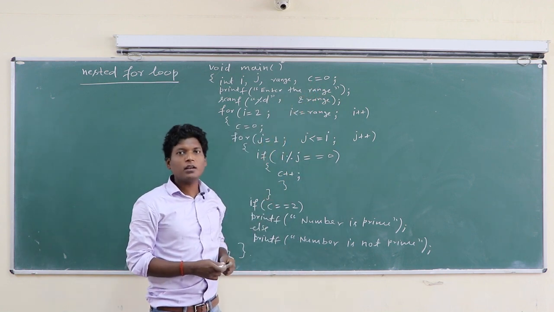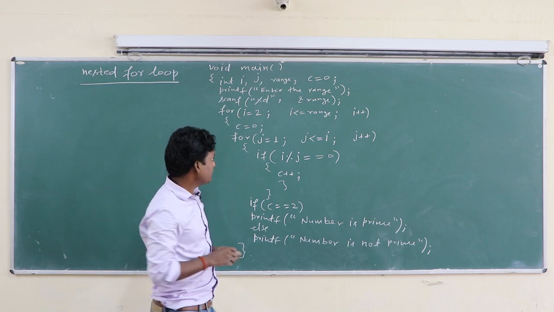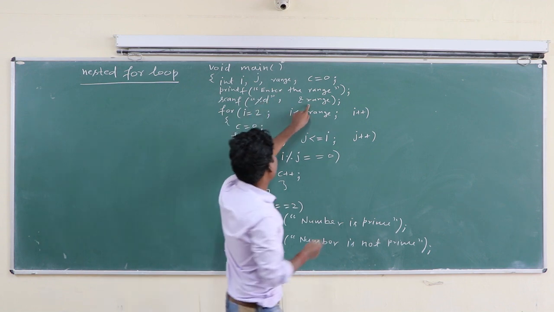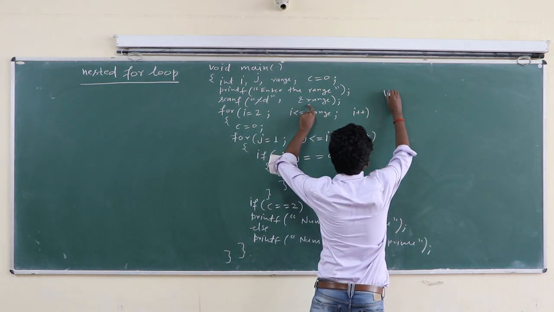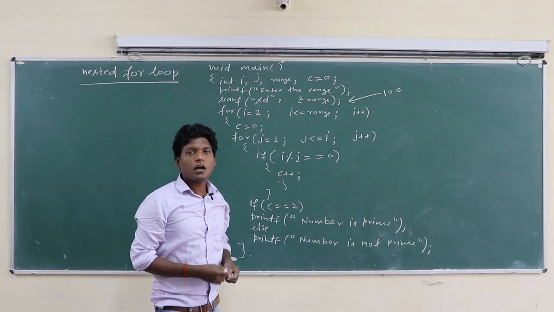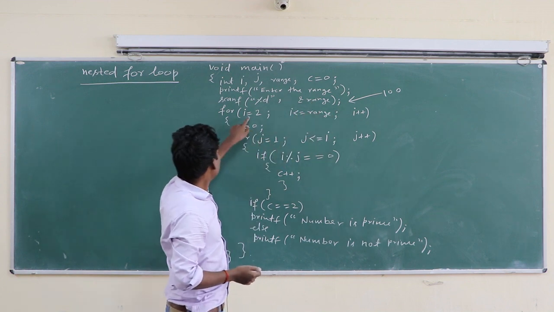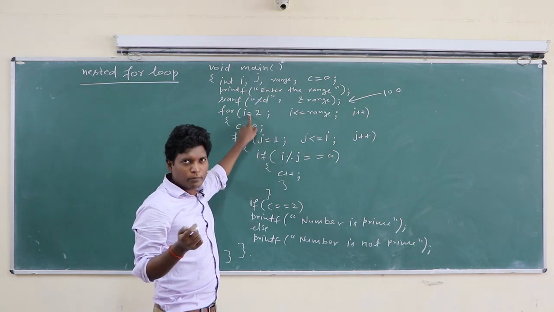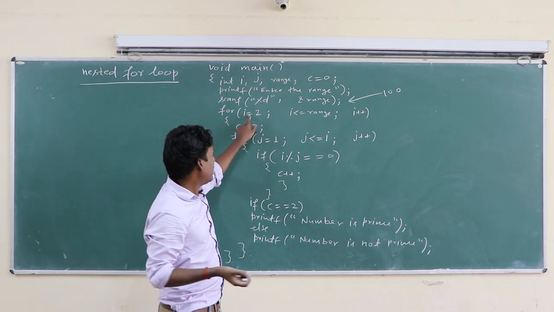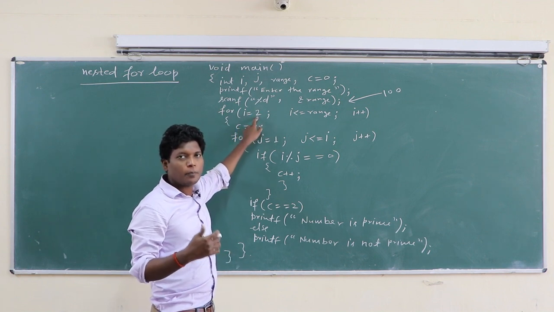c is a counter variable that counts the number of divisors of a particular number. Here, enter the range, %d, &range. Suppose the user inputs 100, so we have to check all prime numbers up to 100. 1 is not a prime number, so we can write printf 1 is not a prime number, and we start here with 2, 3, 4, 5, 6, 7, 8 up to 100.